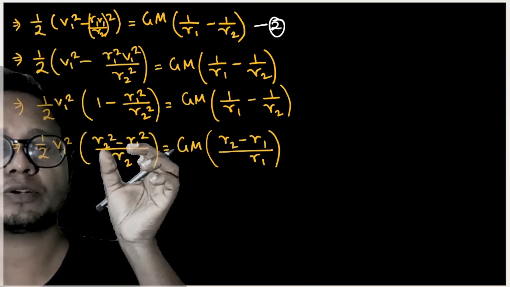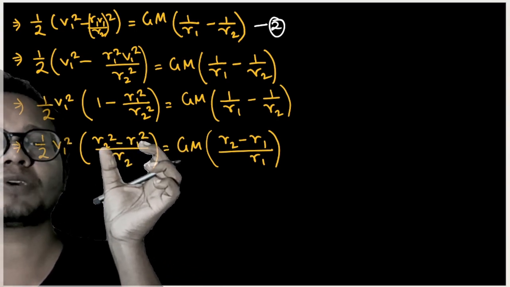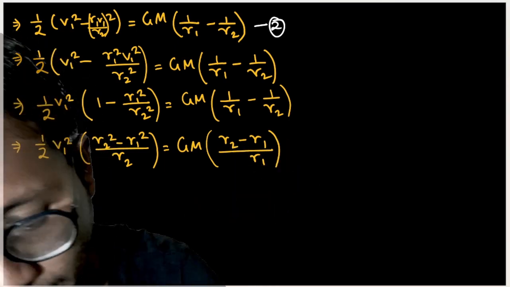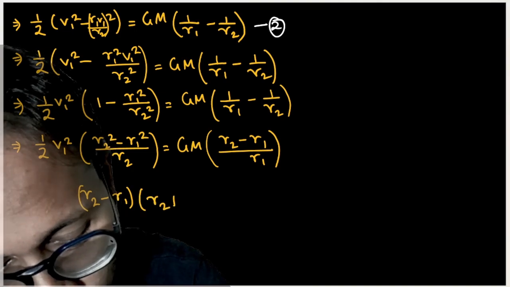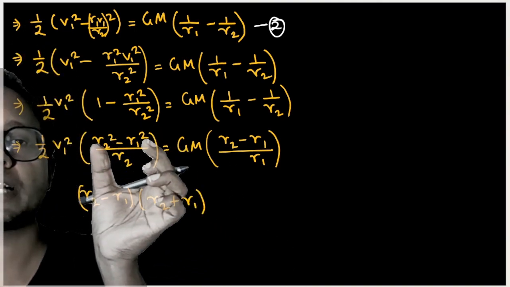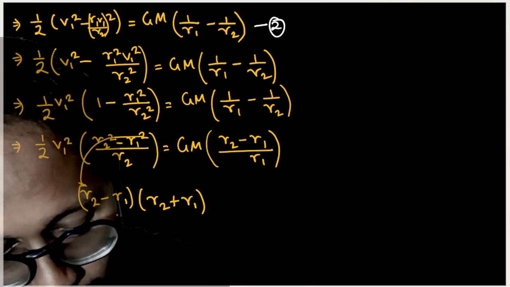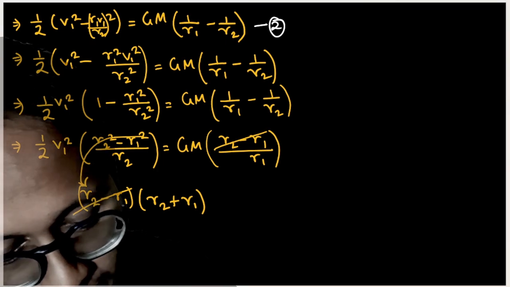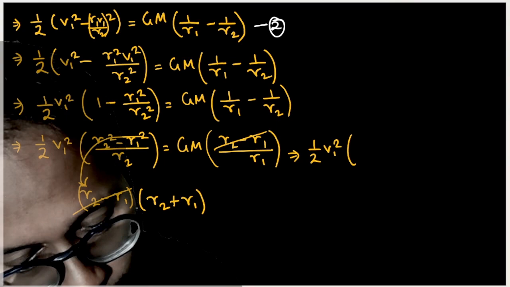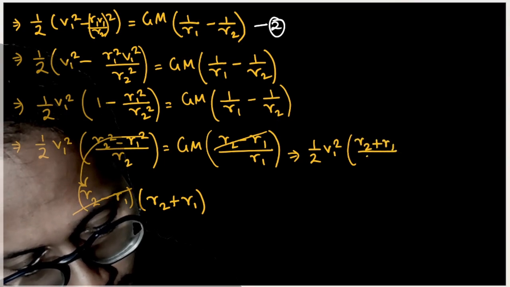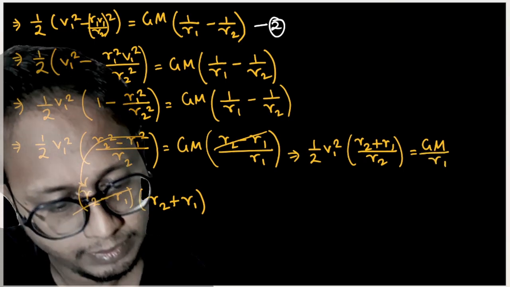r2 square minus r1 square can be written as r2 plus r1 into r2 minus r1. This term is nothing but a square minus b square, no? So a plus b into a minus b. So this term would be r2 minus r1 into r2 plus r1. Now r2 minus r1 and r2 minus r1 would get cancelled. So we're left with half v1 square into r2 plus r1 divided by r2 is equal to GM by r1.